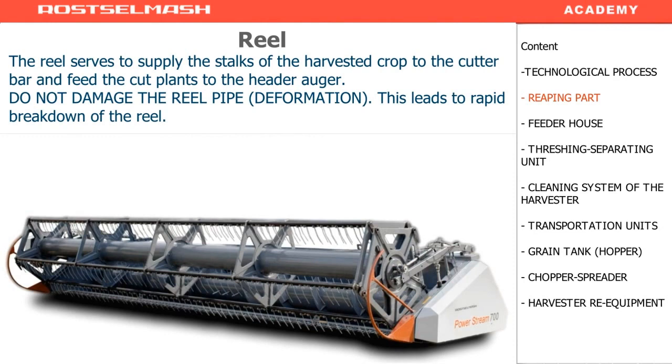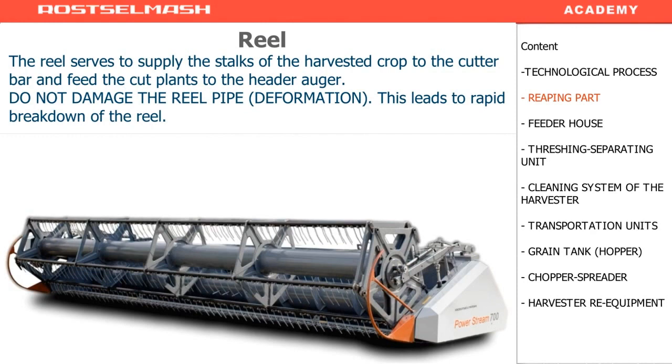If the deformation is not detected before harvesting, during the harvesting, a crack may appear in the place where it's bent. If this damage occurs, you will have to strengthen and weld it, but of course, it will not be a warranty case anymore.